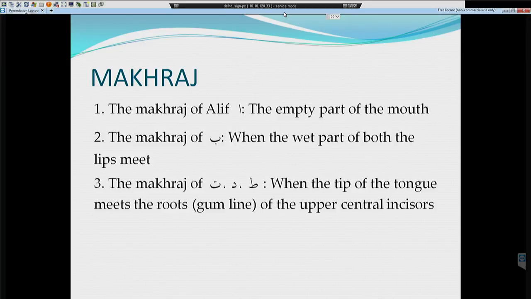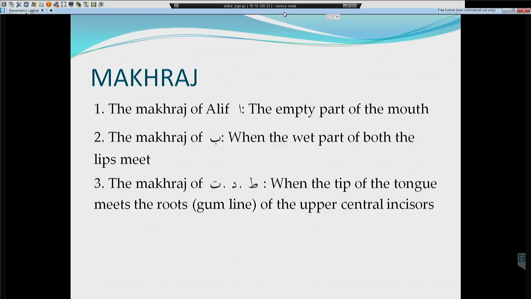Next one is the makhraj of ta. Now ta is paired with ta and dal as well, because they all come from the same place. The makhraj of ta, dal and ta is when the tip of the tongue meets the roots, the gum line, of the upper central incisors. The tip of the tongue meets the roots of the upper central incisors. So at, ad, at. Now you'll notice the difference between each one.